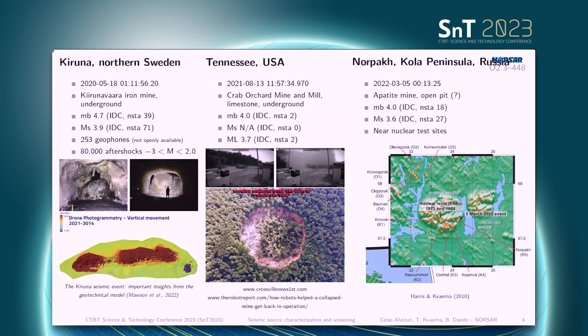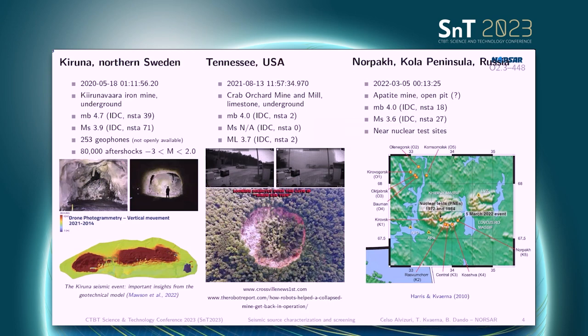The third event is in Norpak, Kola Peninsula. This event occurred at a known mining district, an apatite mine. It's an open pit. The IDC reported a body wave magnitude of 4 and a surface wave magnitude of 3.6. It's worth noting that this event also occurred near a previous nuclear test site.